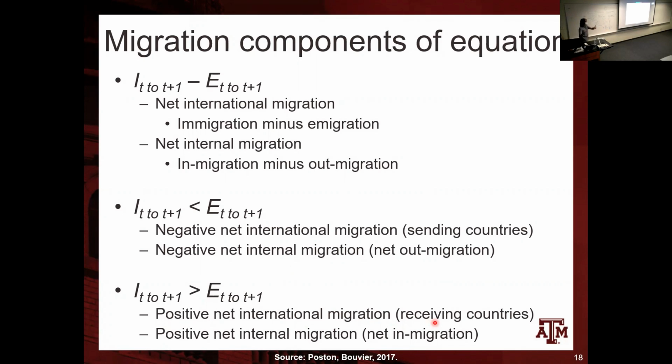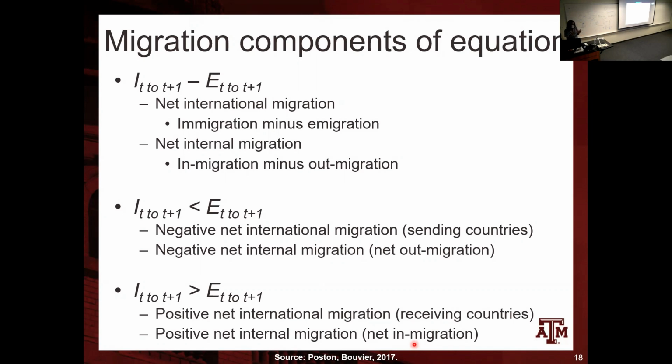The US receives more people within a time period coming from other countries than Americans moving permanently to other countries. And positive net internal migration, that's the case of the state of Texas. Texas has a net in-migration, which means that Texas receives more people from other states in the US than people moving out from Texas, okay?